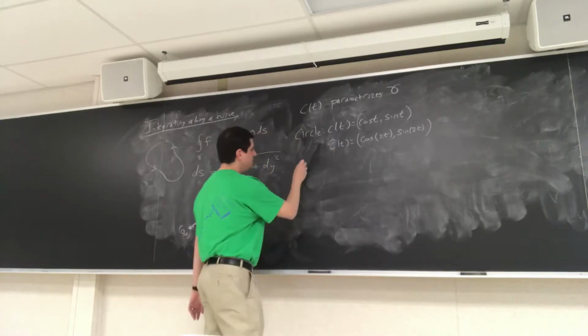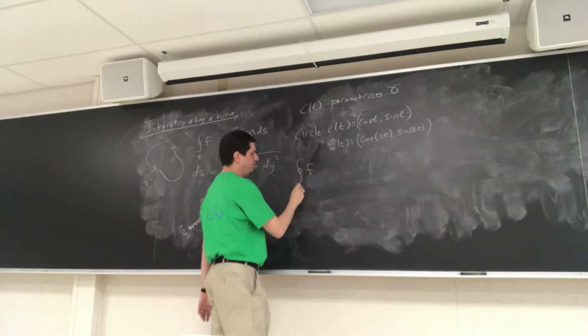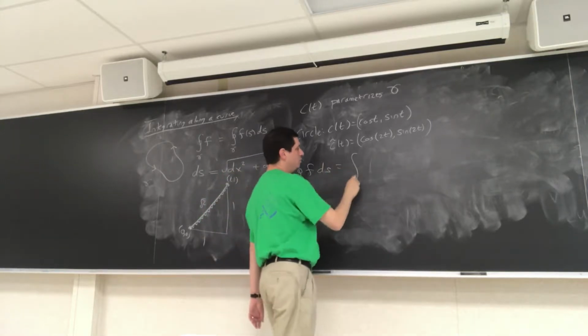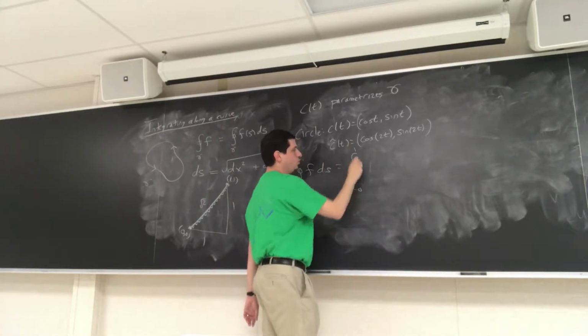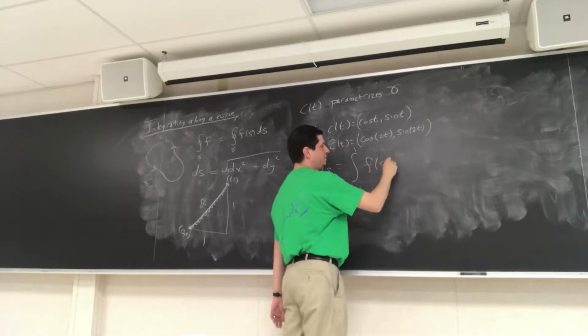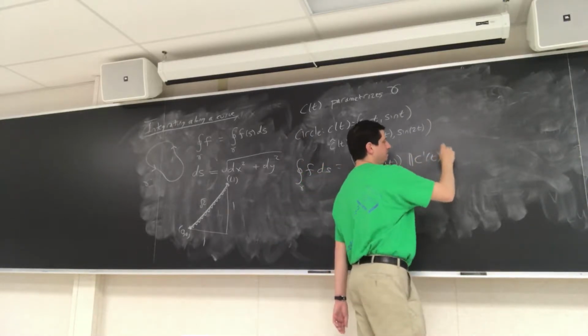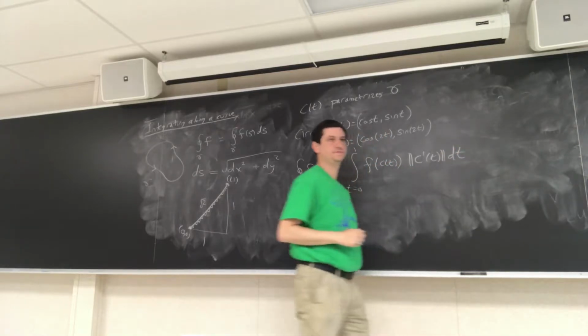And then what we would say is the integral of f ds along my curve would be the integral, t goes maybe from 0 to 1, f of c of t times the length of c prime of t dt.